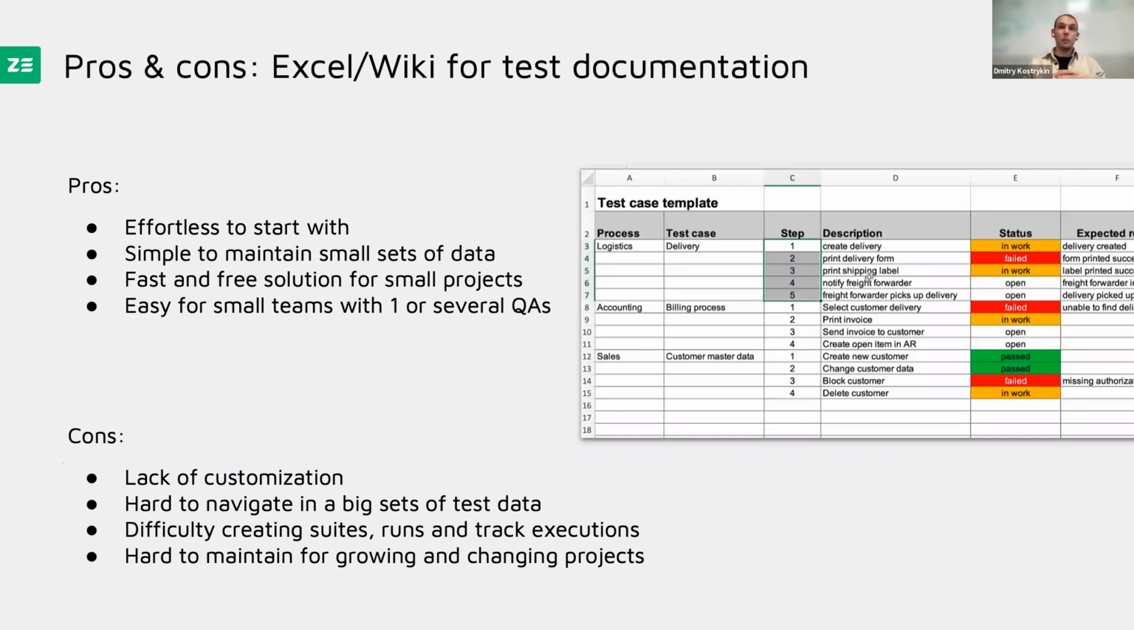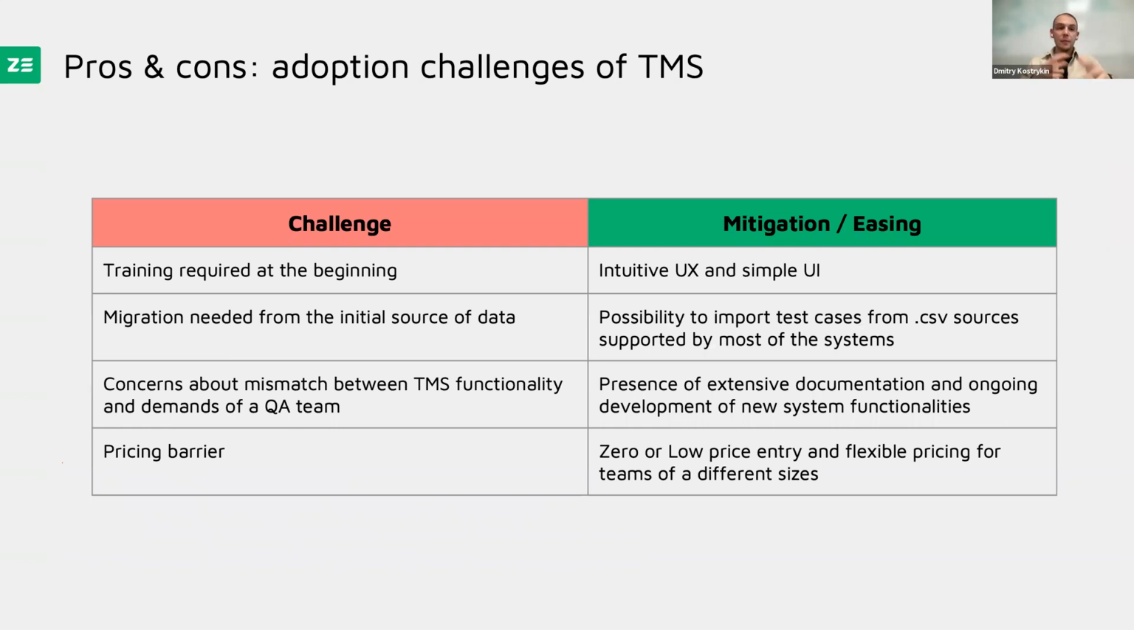But there might be cases when the complexity of your application grows. You might have to reinvent the wheel because of lacking some functionalities in the Excel sheets. So here, test management solutions come to our aid, but again, adopting a TMS might not be easy for someone. Still, you might face some challenges with it. So here are some examples of challenges, but actually each of these challenges has its own mitigation and easing. So anything, I would say, is possible.